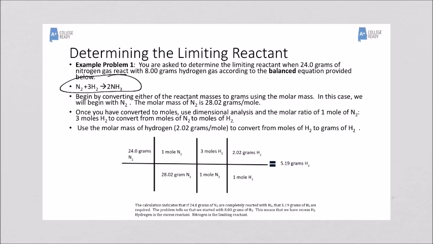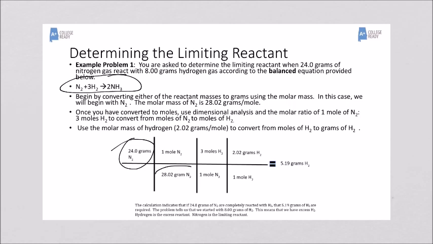And then we're going to use the molar masses and get a mole ratio to determine how much of one of the reactants we need to go with the other reactant. For example, let's say we started with the 24 grams of nitrogen. And we just as easily could have started with the 8 grams of hydrogen. It doesn't matter which one you start with.